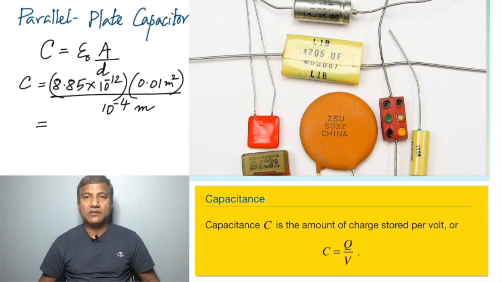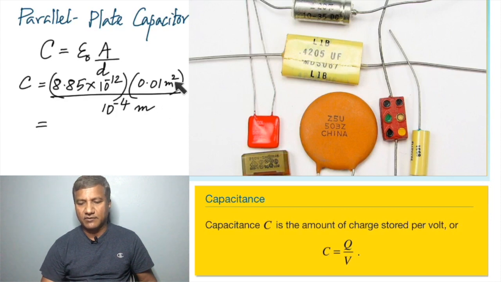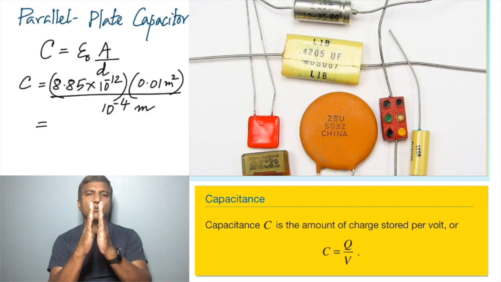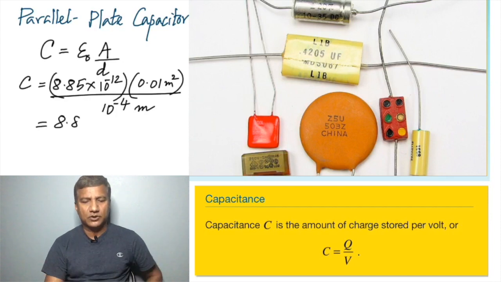So epsilon naught is 8.85 times 10 to the negative 12, and I've assumed that the area of the plates is 0.01 meter squared, and that the distance between the plates is 10 to the negative 4 meter. Now that's small, you can see, especially because it's in meter. That's 0.1 millimeter. So usually the plates are really close to each other.